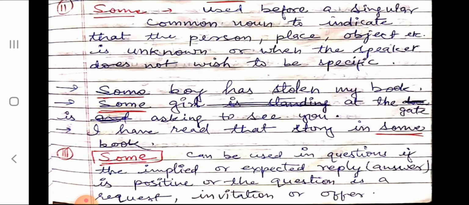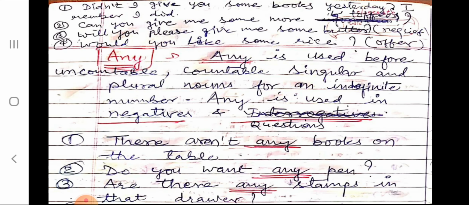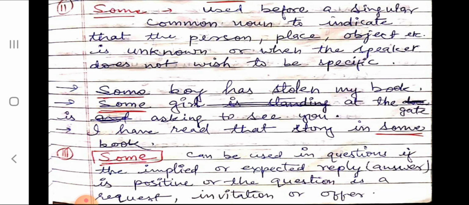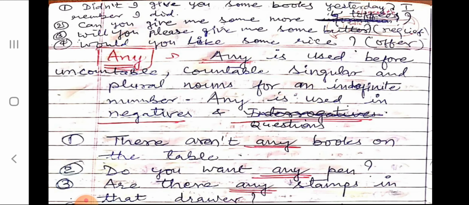Third use of some. Some can be used in questions if the implied or expected reply is positive, or the question is a request, invitation, or offer. Take for example: Didn't I give you some books yesterday? I remember I did. It means the expected reply is positive. I am very much sure of giving the books to you yesterday.